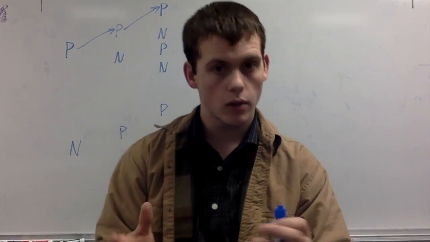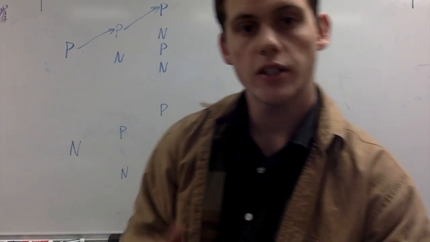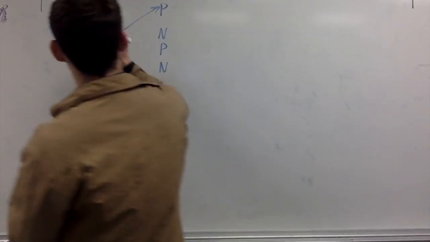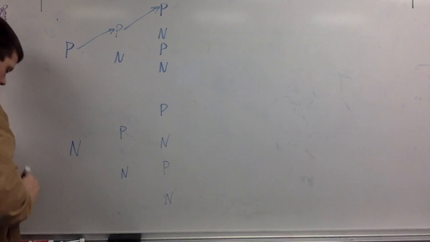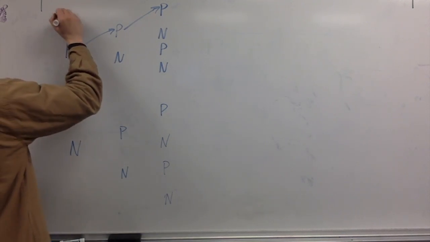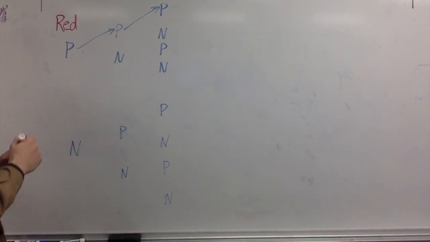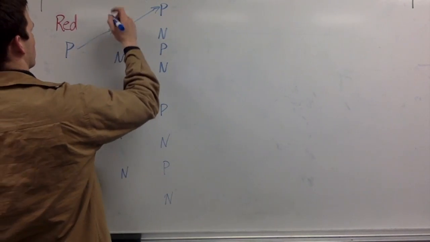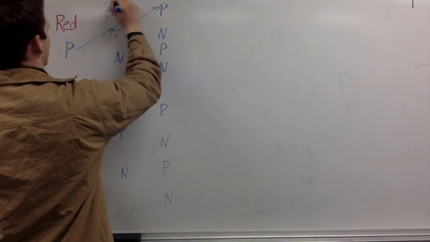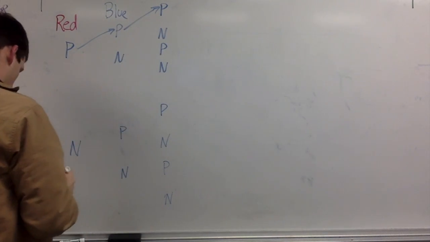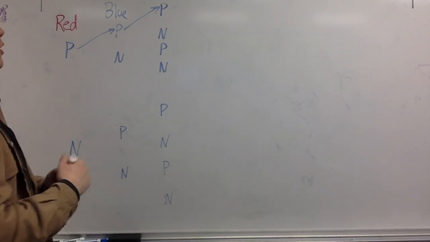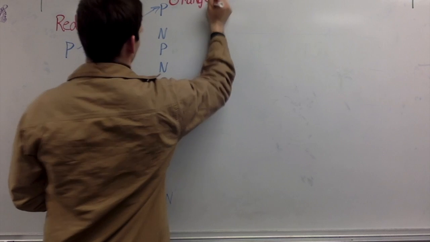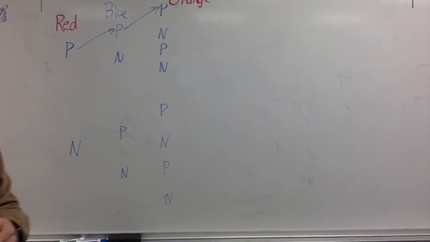So let's look at another example. Let's say you're on a game show with 3 different colored doors. So the first door is red. The next door is blue. And the door after that is orange.